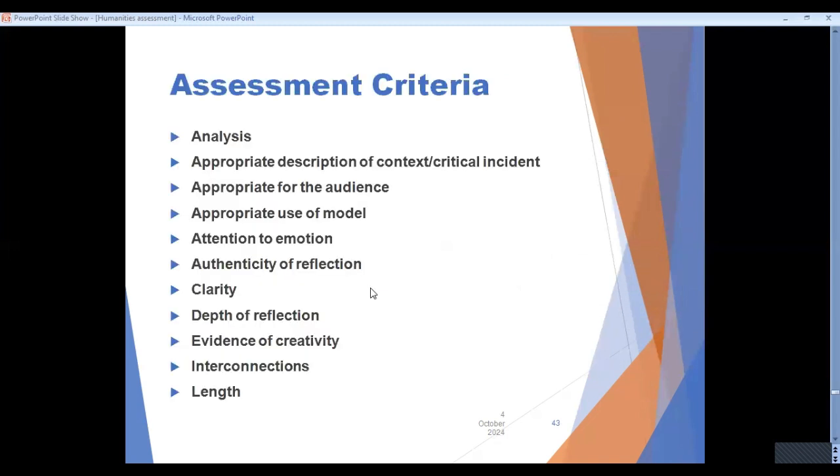These can be assessment criteria. So depending upon what we are trying to assess, right? Whether the student has given proper description or not, whether they've used any model, whether they have given attention to emotions or not, whether there is clarity, whether they have evaluated and synthesized something new. All these can be used as your assessment criteria. Next one.